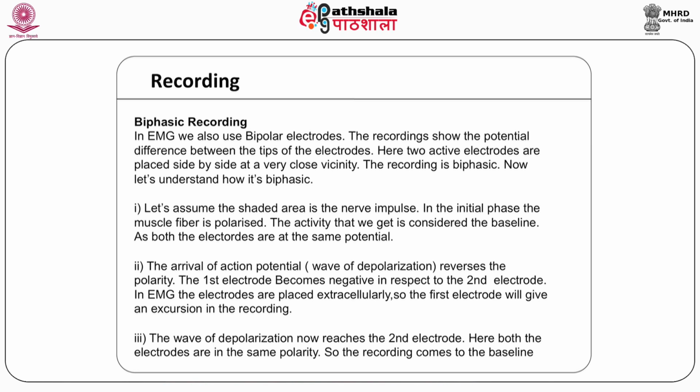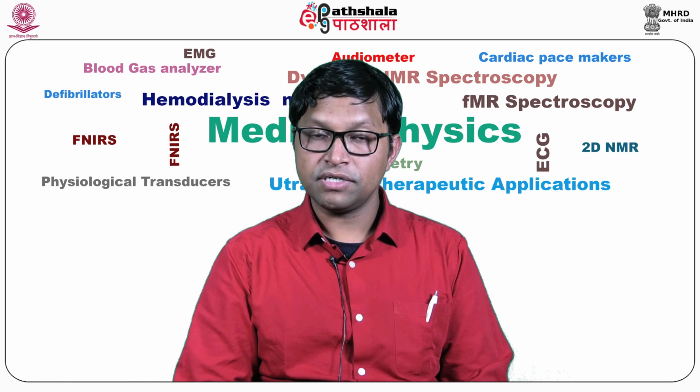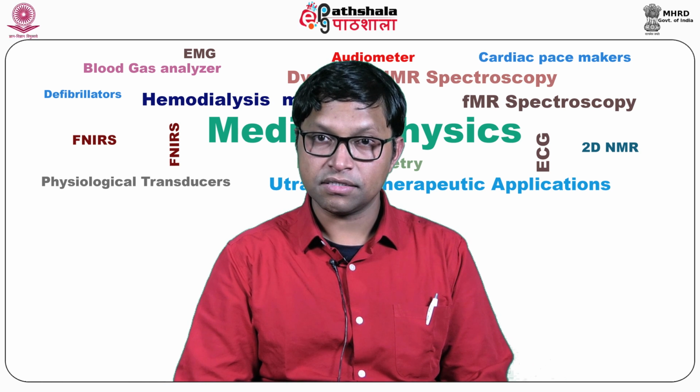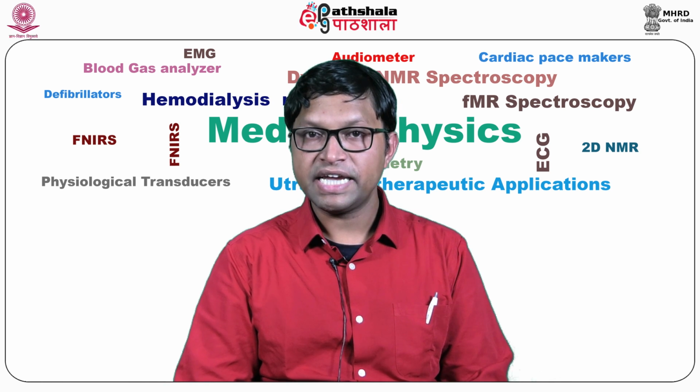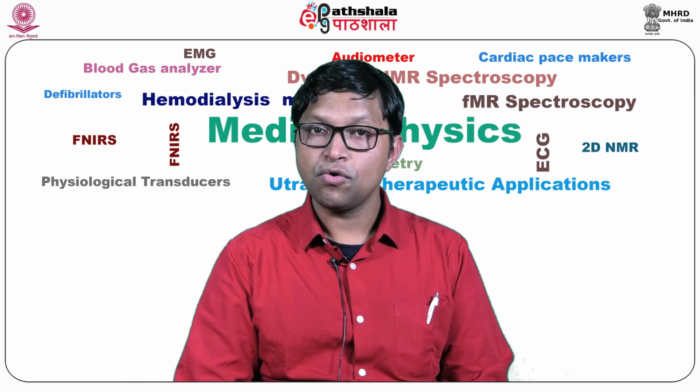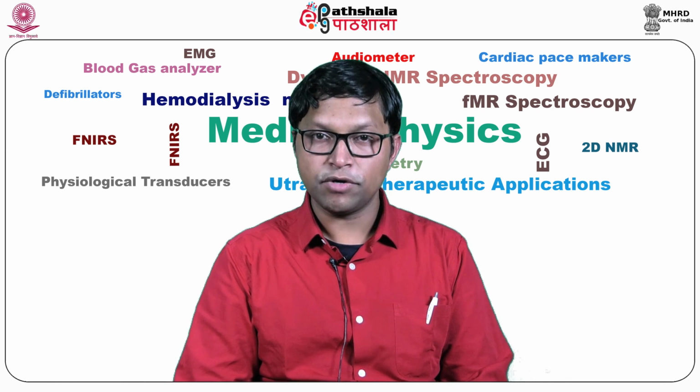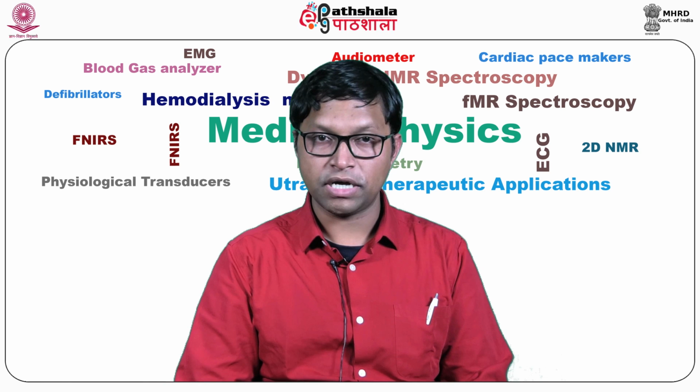In EMG, the electrodes are placed extracellularly. So, the first electrode will get an excursion in the reading. Now, the wave of depolarization reaches the second electrode. Here, both the electrodes are in the same polarity, so the recording comes to the baseline. The first electrode is now undergoing repolarization, which makes it positive with respect to the second electrode, which is still in the depolarized state. This will lead to an excursion in the opposite polarity.